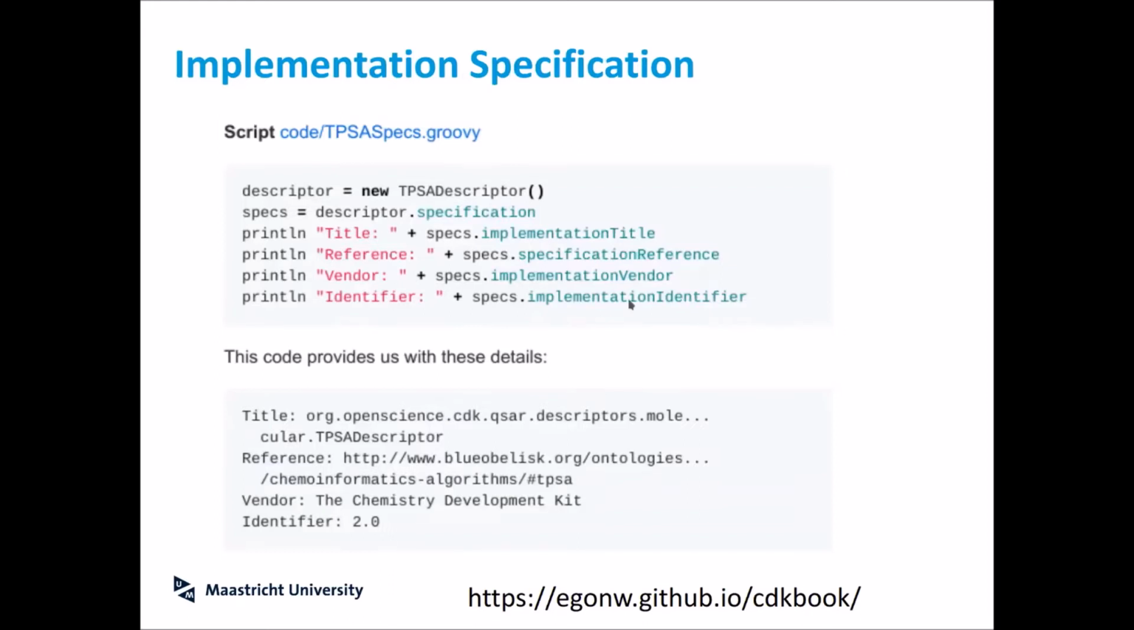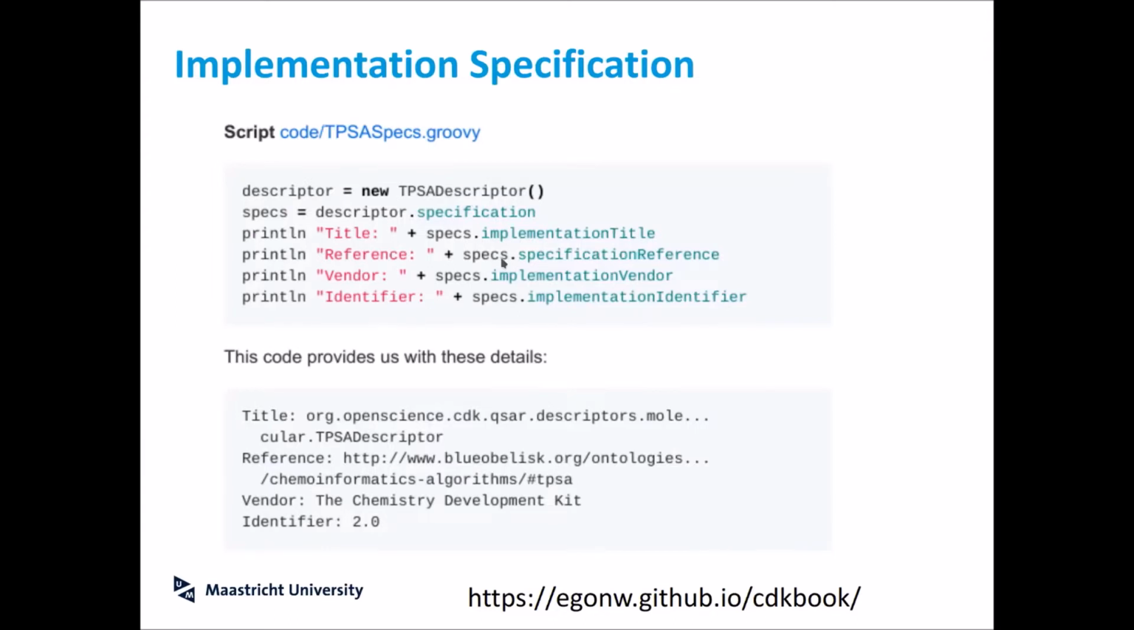So I mentioned the use in the Chemistry Development Kit, annotating the software implementations, and that is what we see here. Up here we have a bit of Groovy or Java code, almost Java code, using the Chemistry Development Kit, asking for this total polar surface area descriptor for that molecule.